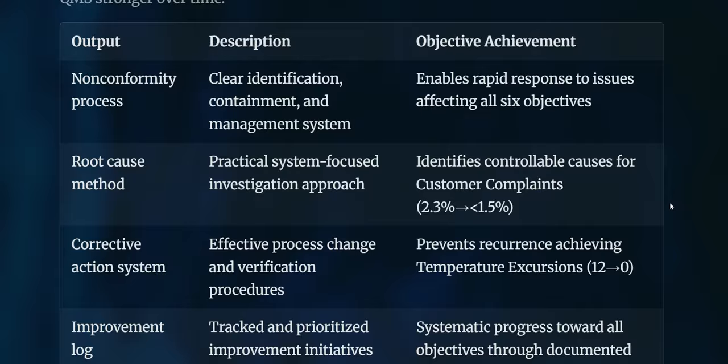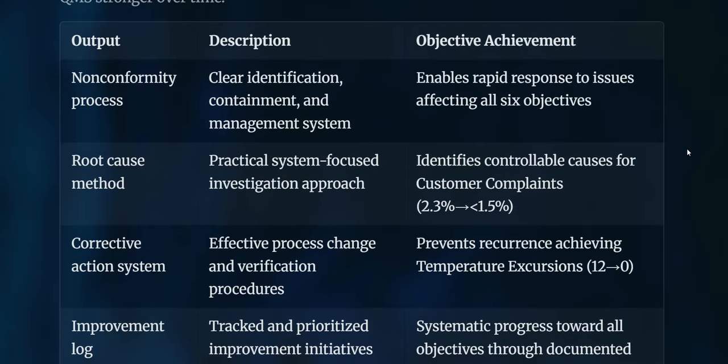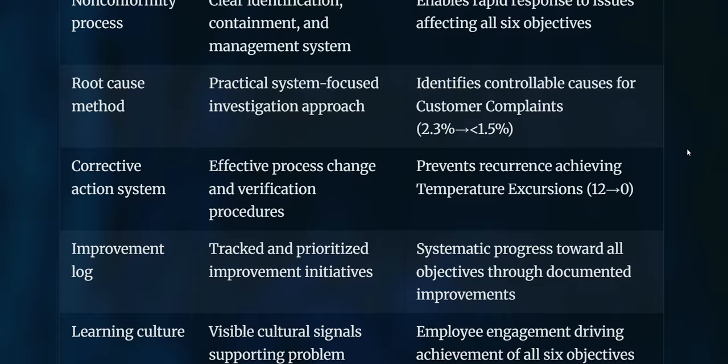Thirdly, the third output is corrective action system, which means effective process change and verification procedures. The objective to achieve with corrective action change includes temperature records achieving temperature excursion 0%, to prevent recurrence and achieving temperature excursion of eliminating to zero.